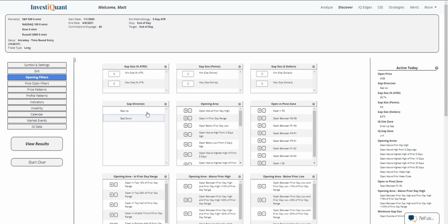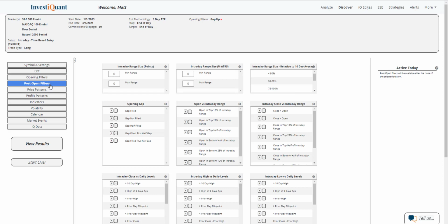Now, this morning we gapped up, and I'm going to add that to the test here by going to the opening filters and clicking on gap up in the gap direction. That just means that the opening print was above the prior day's closing print. And right now we are trading above yesterday's high. I want to add that to this test as well.